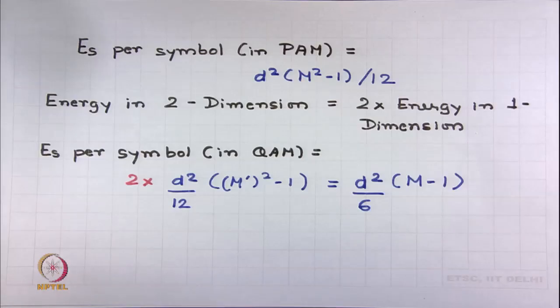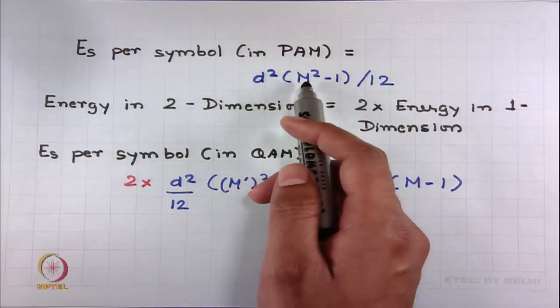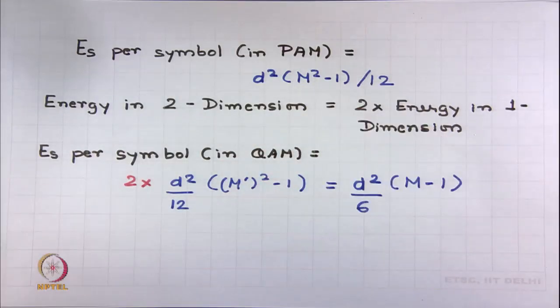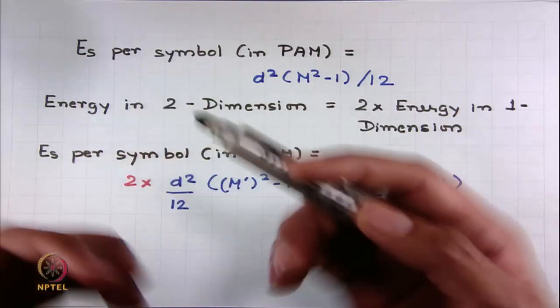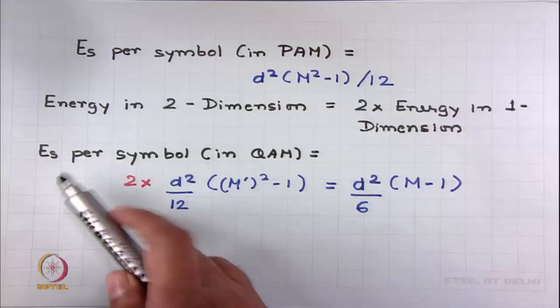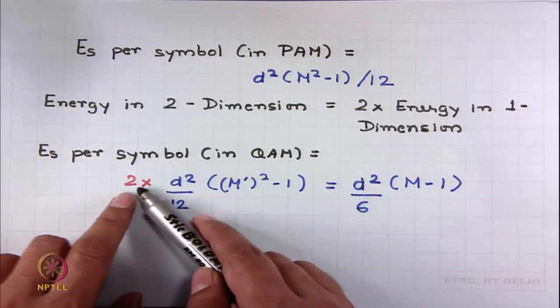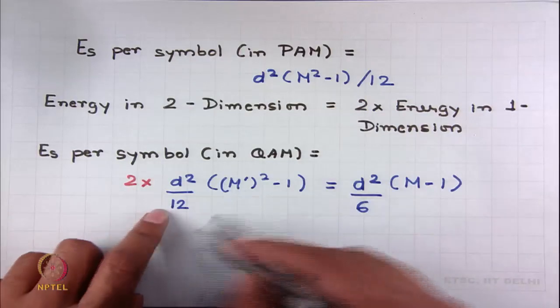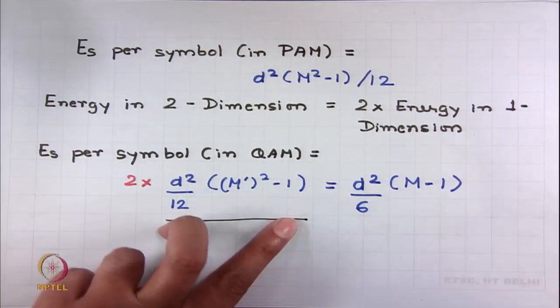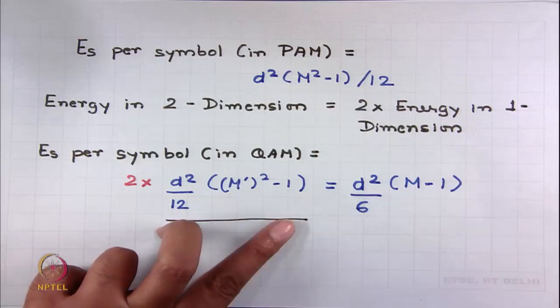From this we can get the energy per symbol in QAM by first considering what was the energy per symbol in PAM. Energy per symbol in PAM was d square times M square minus 1 divided by 12. Because in QAM I am having 2 PAM systems, energy in QAM would be 2 times the energy in PAM, is not it? Thus, the energy per symbol in QAM would be 2 times, because there are 2 PAMs running, the energy of one PAM. Energy of one PAM would be given by this.